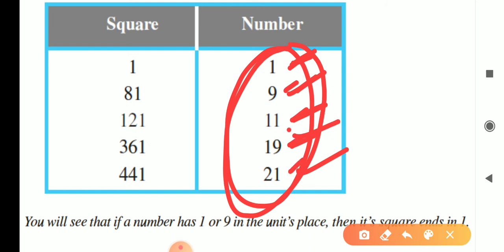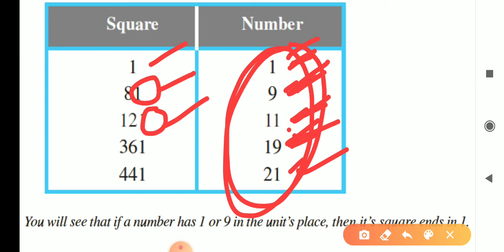And the square of such numbers always ends with 1. Square of 1 is 1. Square of 9 is 81, so the unit place is 1. Square of 11 is 121, unit place is 1. Square of 19 is 361, unit place is 1 always.